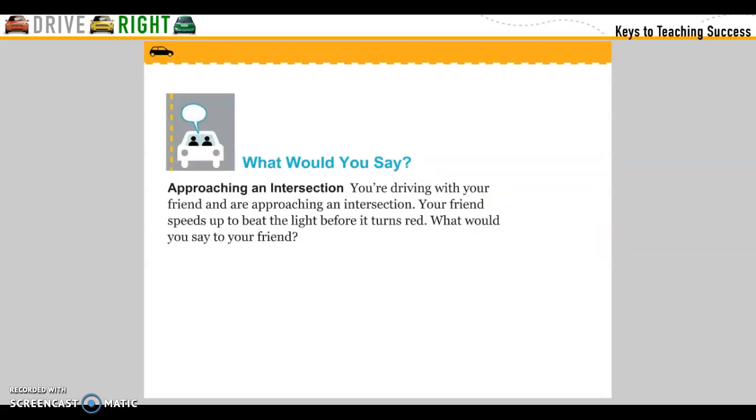Approaching an intersection. You're driving with your friends and are approaching an intersection. Your friend speeds up to beat the light before it turns red. What should you say to your friend?